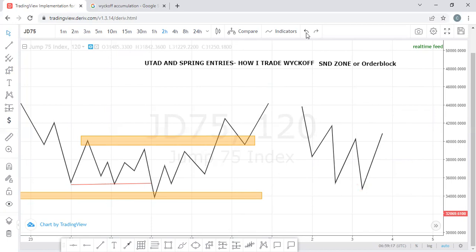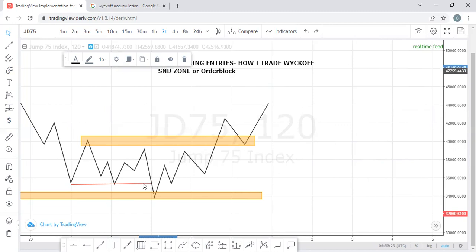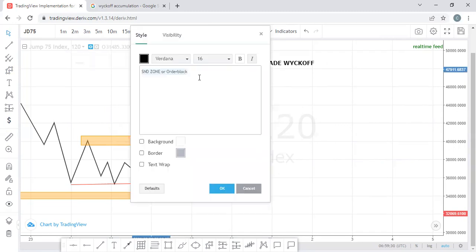So back to what we are saying. So the first one, I use my S&D zones to enter at the UTAD or the spring. So this is where my interest is. I'm looking for that demand zone or supply zone. And the second way I enter with this, right? The second way I enter is I want to see the lower time frame change of character, right? Some people call it CHoCH. So we want to see that lower time frame change of character. That is the second way I get my entries.